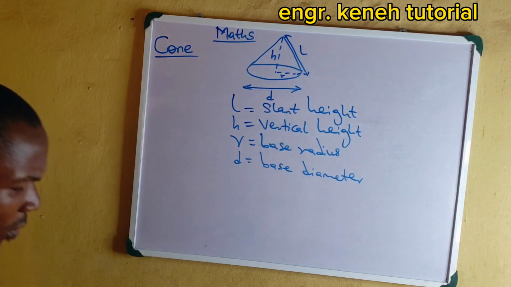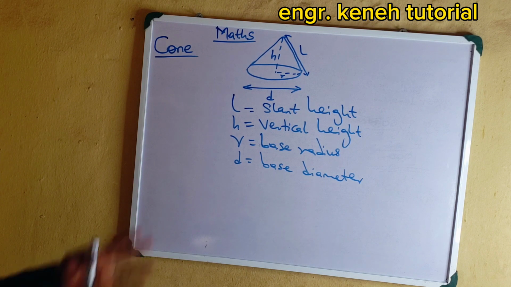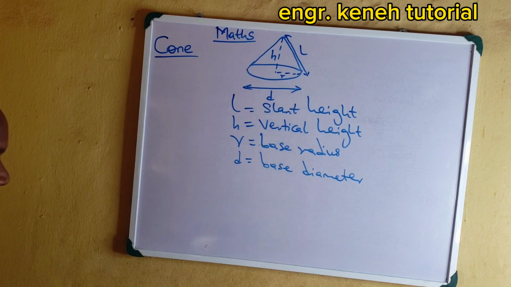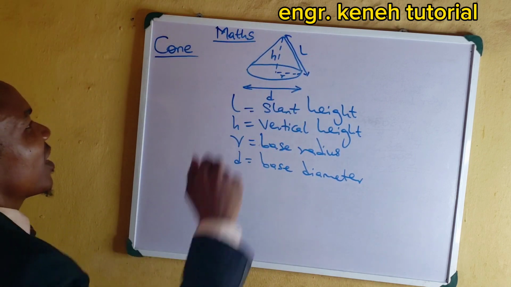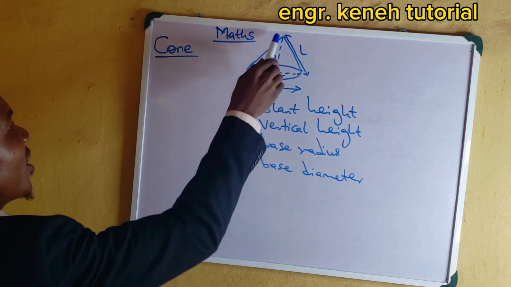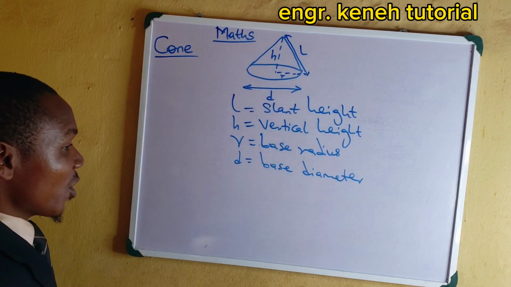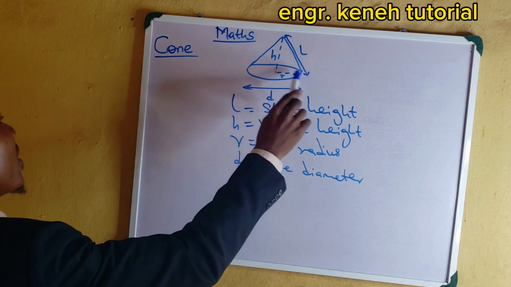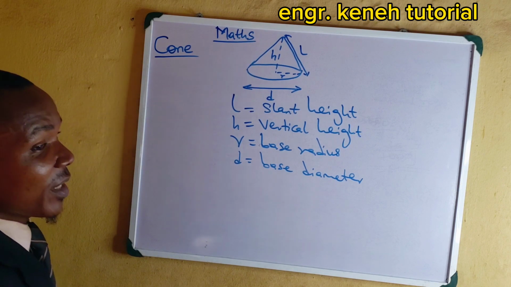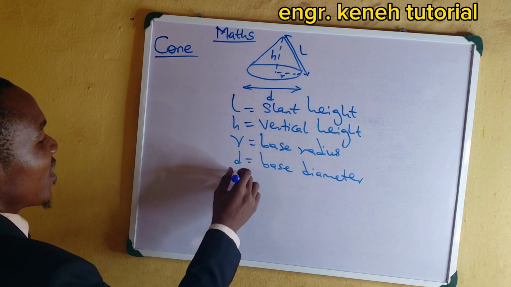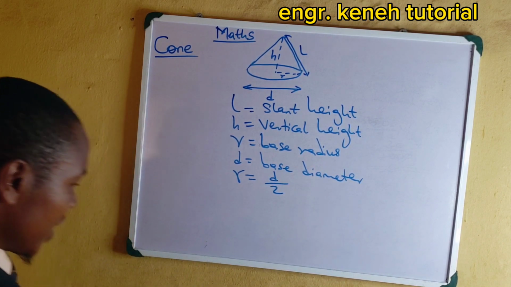Can you see that? So that is it. When you have something like this and they ask you slant height, know that they are talking about this one. If they ask you vertical height, they are talking about this. If they ask you radius, most often they call it a base radius. From base diameter, you can get base radius because base radius is equal to base diameter over 2, like this.